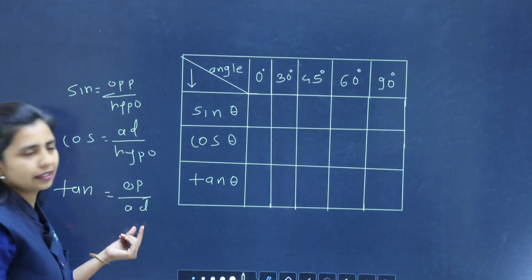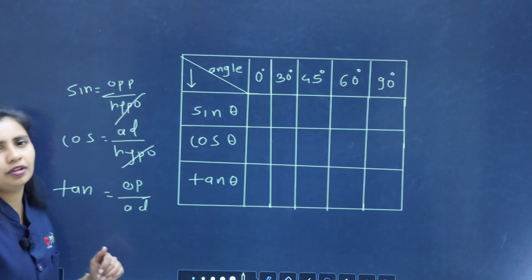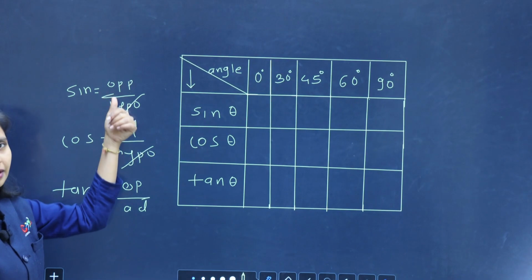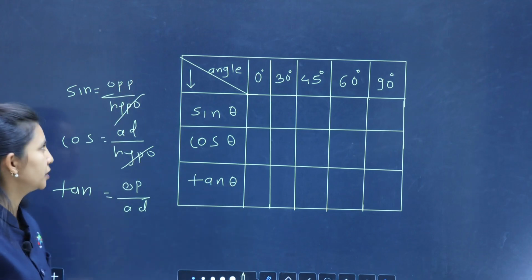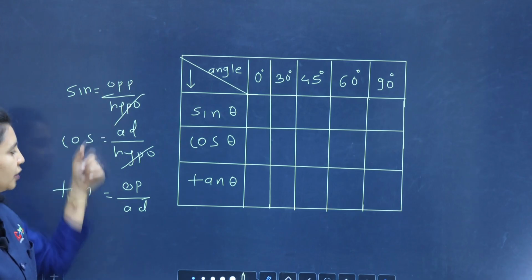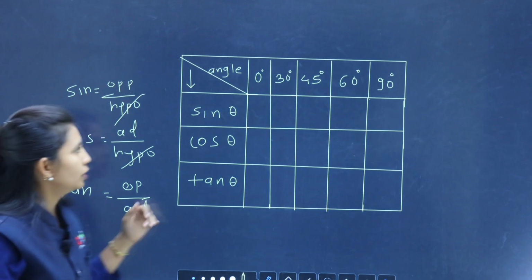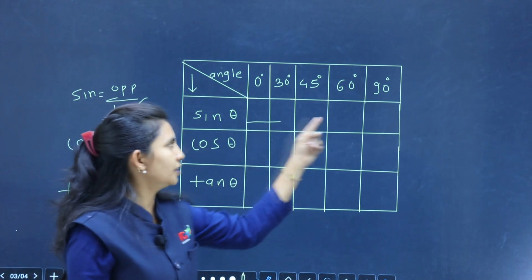For tan, there is one trick. You can cancel out hypotenuse from the sine and cos, and you will readily get the numerators as the opposite and the adjacent. Same trick we are going to use over here in the table. So once again, what I had told you: you have to just take the numerator when you are calculating the tan value. To learn or to remember this table, you have to just remember the first row.